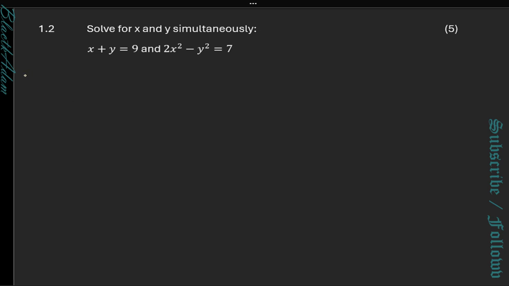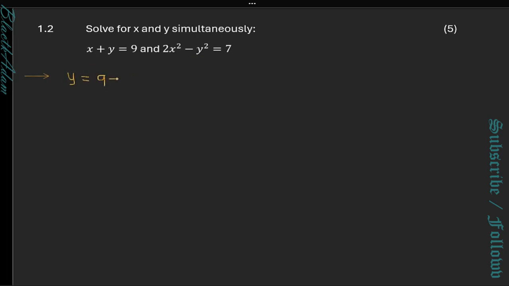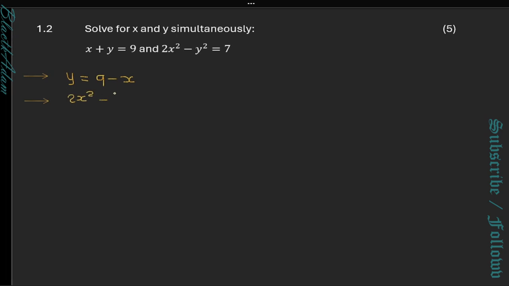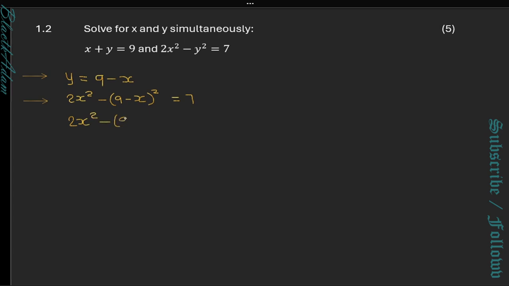Moving on to another question, that is a simultaneous equation: x plus y equals 9 and 2x squared minus y squared equals 7. The simple part is x plus y. Solving for y there, we have y equals 9 minus x. And then using the second equation, that's 2x squared, then we substitute the y, which is 9 minus x, squared, equals 7.